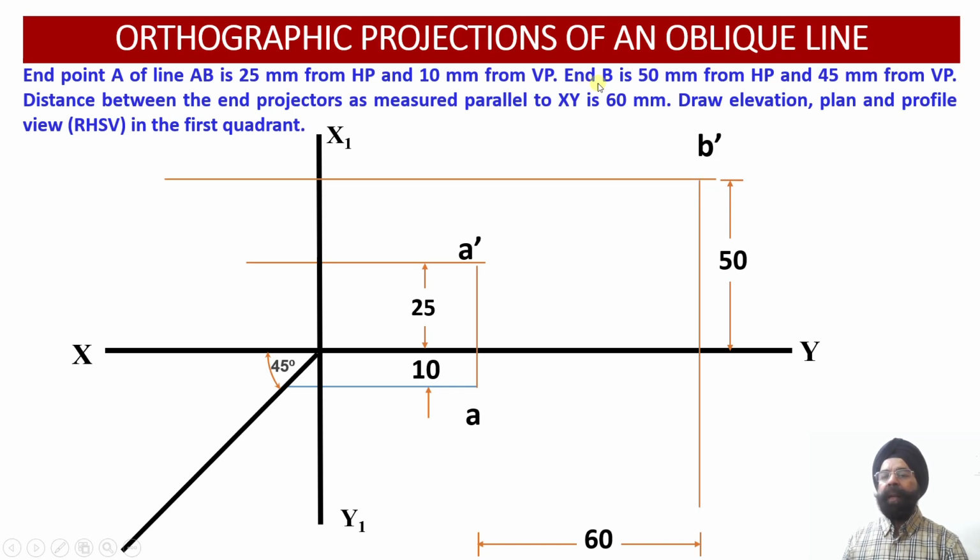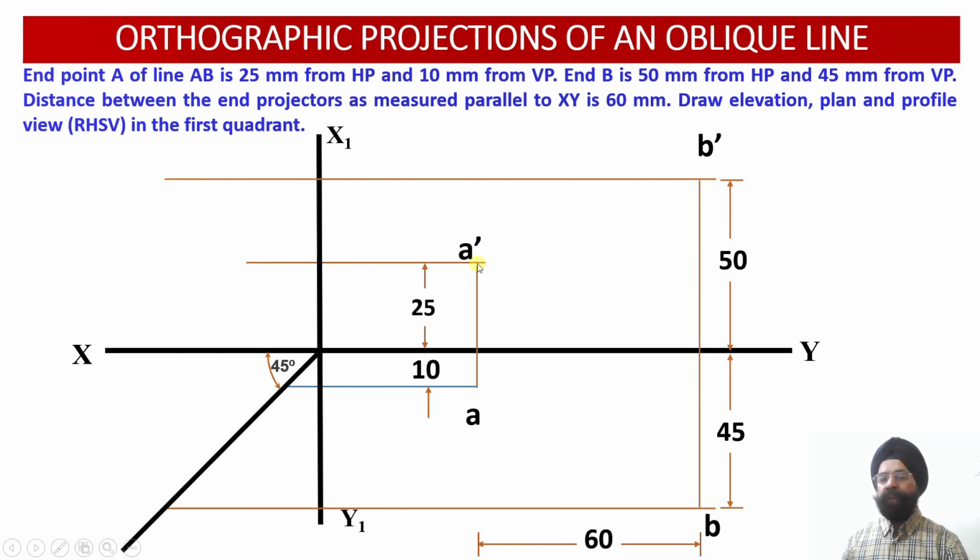Similarly, the end B information is available with us that it is lying at a distance of 45 millimeter from VP. That is, this distance happens to be 45 millimeter in front of the vertical plane. So in front of the vertical plane means that this distance will be plotted below the XY reference line. So this distance of 45 millimeter we have marked below the XY reference line. So points B dash and B have been located over here.